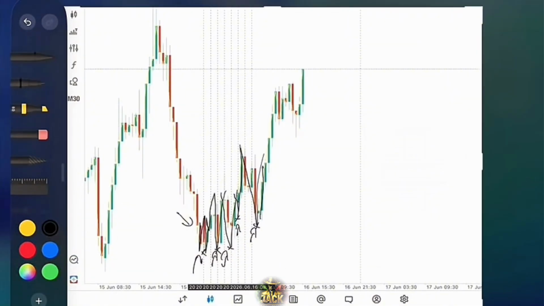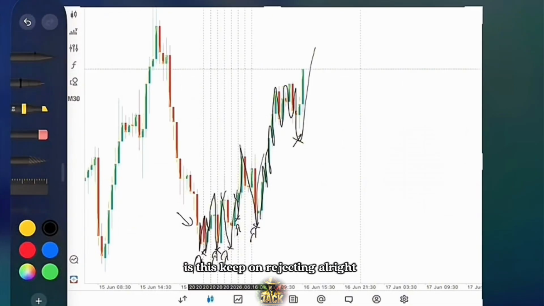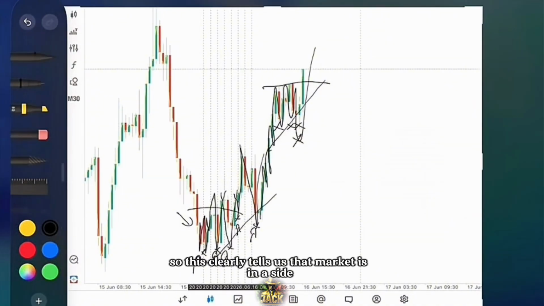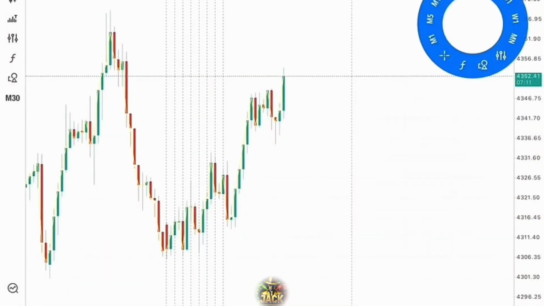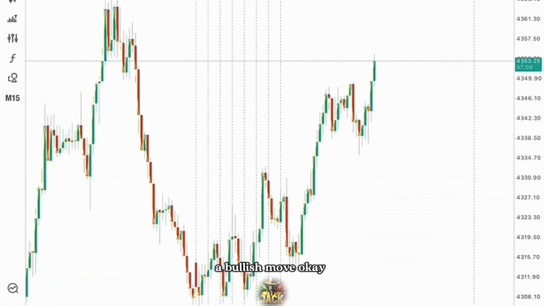Boom, boom, boom. See? Look at this. Price just keeps on rejecting. Understand? So this clearly tells us that the market is in a side bullish move.